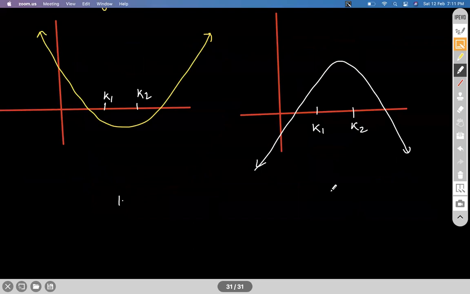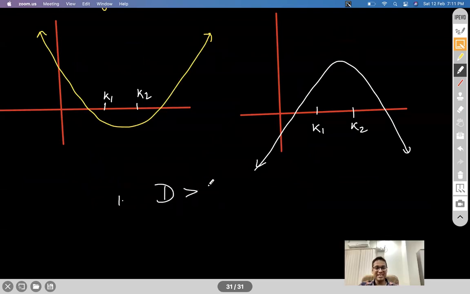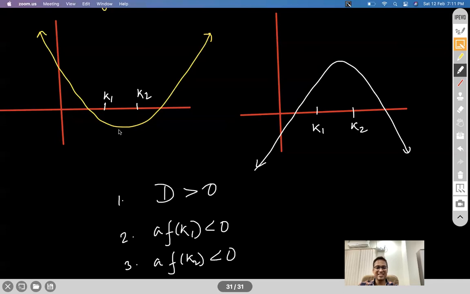Condition number one, who will tell me? The roots should be distinct if this has to happen, so discriminant should be greater than zero. Correct. What else? Can I say a into f of k1 should be negative, and a into f of k2 should also be negative? Correct. Are these three sufficient? Yes, these three are sufficient, because in any other situation, one of these three conditions will get violated.